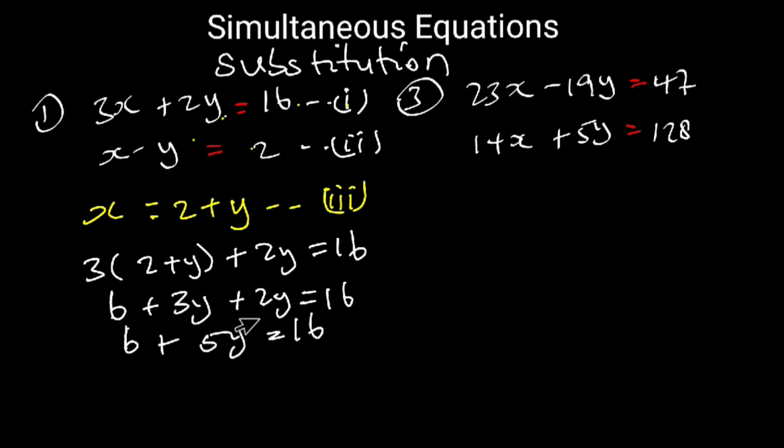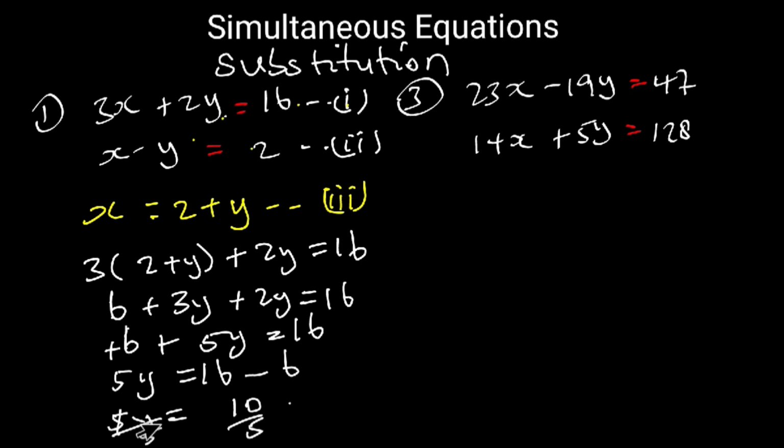So let's collect like terms. Let's take this 6 to the right hand side. This is plus, and when it crosses to the right hand side, it will become negative. So we have 5y equals 16 minus 6, which is 10. When we divide both sides by 5, this 5 will cancel this 5, and the value of y will be 10 divided by 5, which is 2. So y is equal to 2.